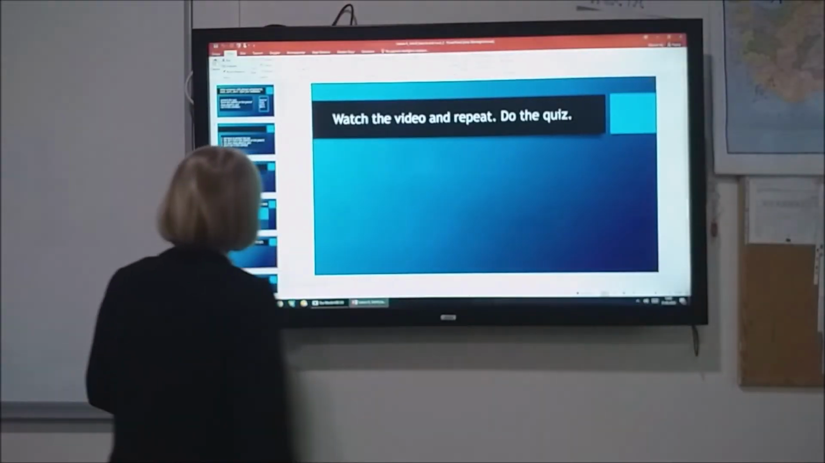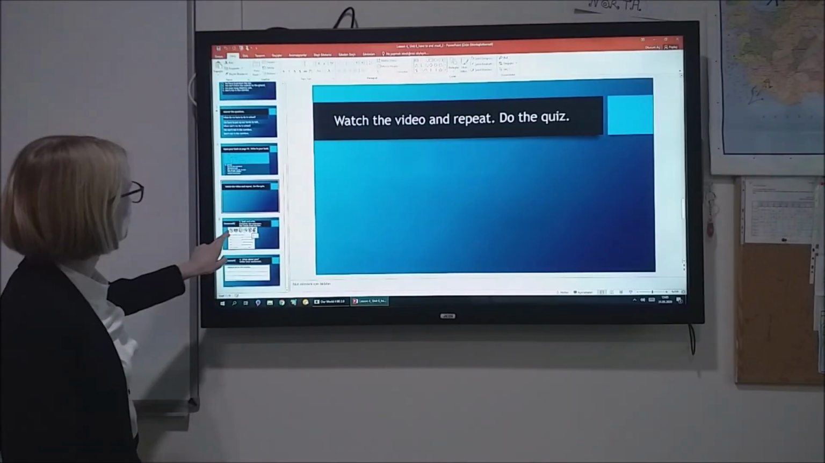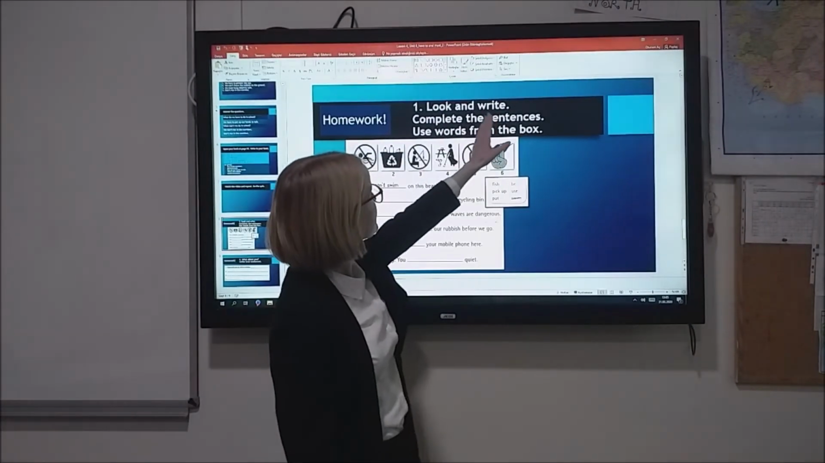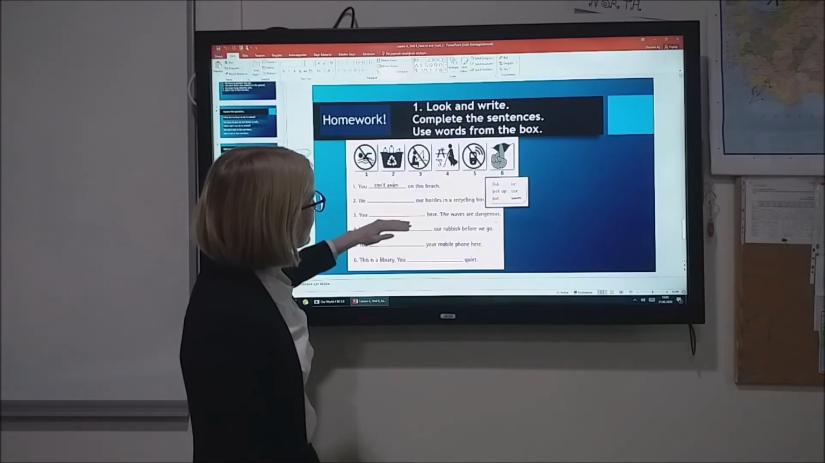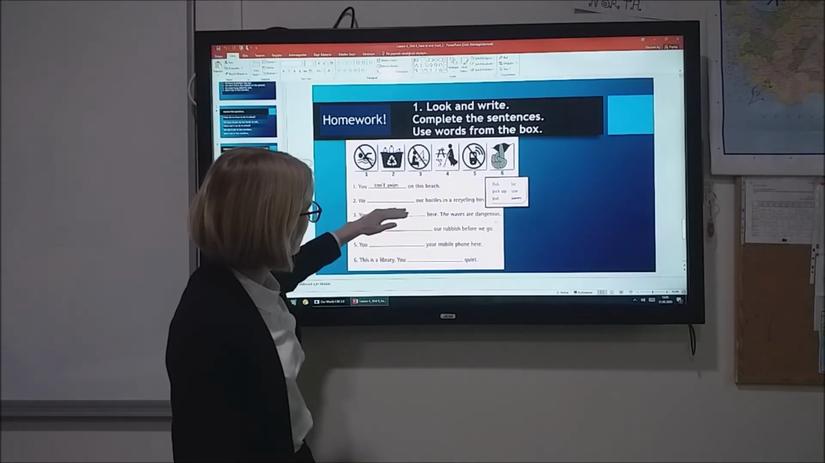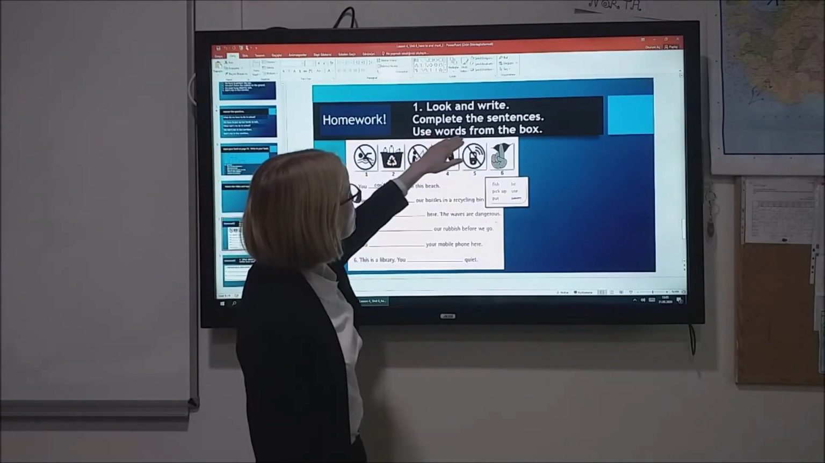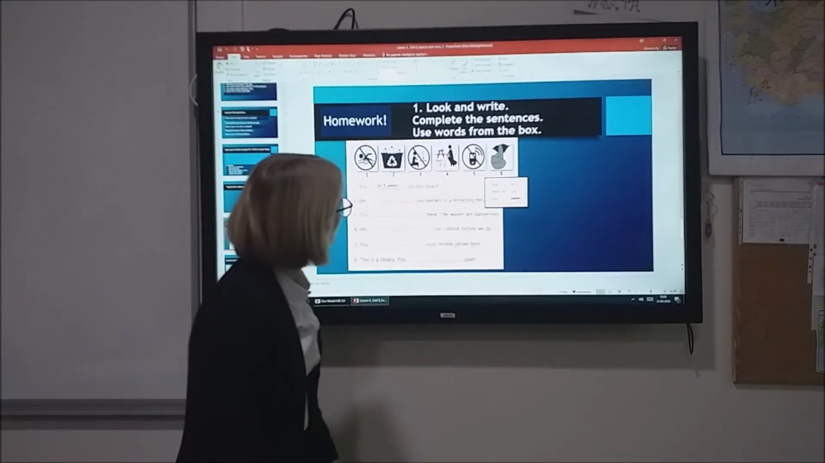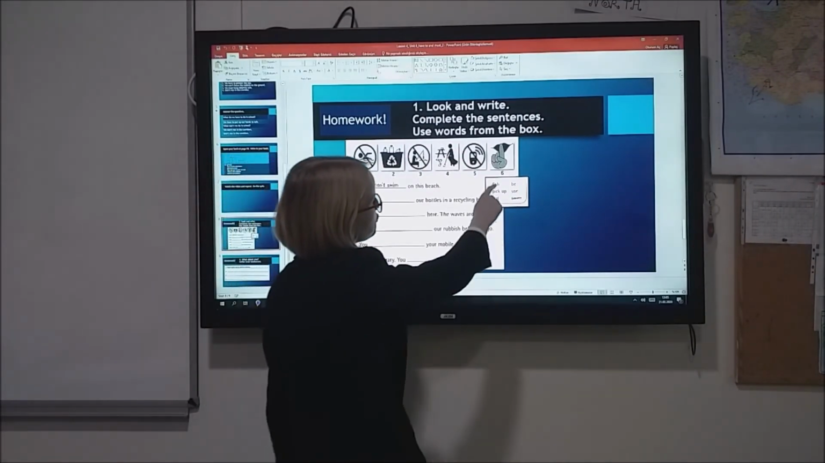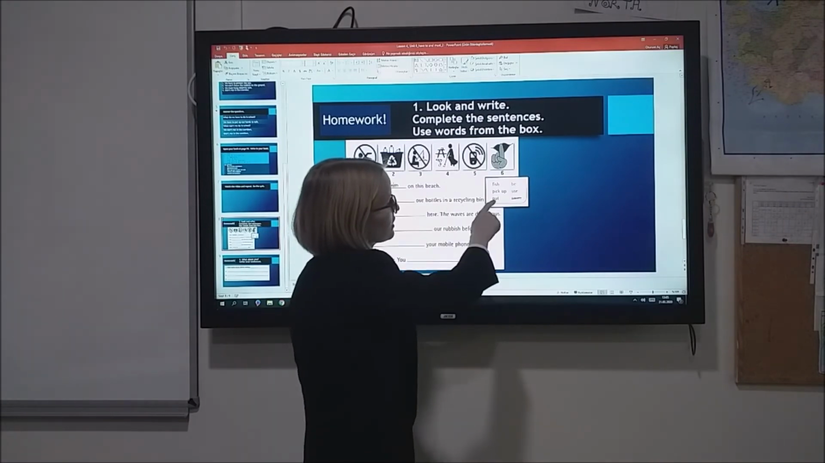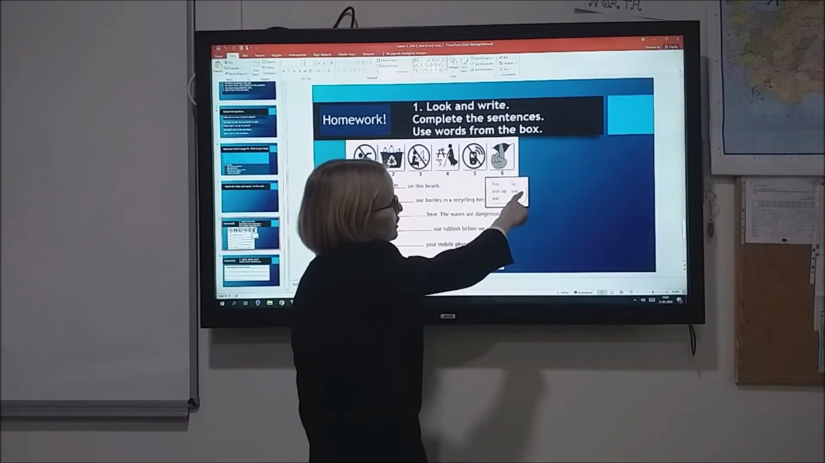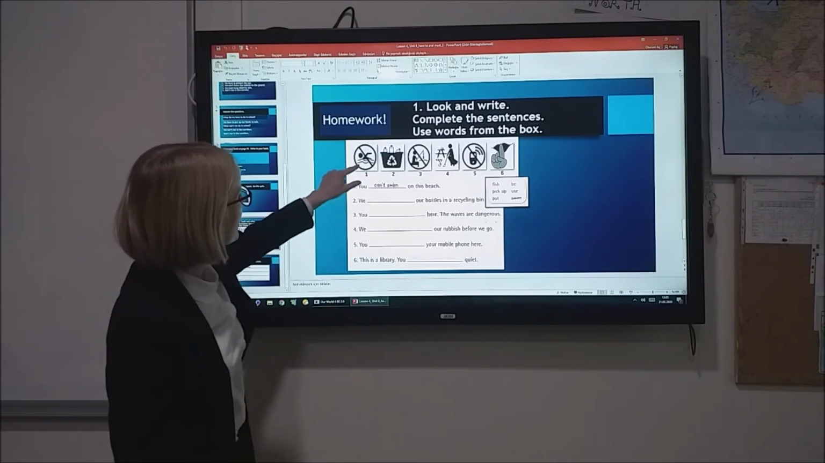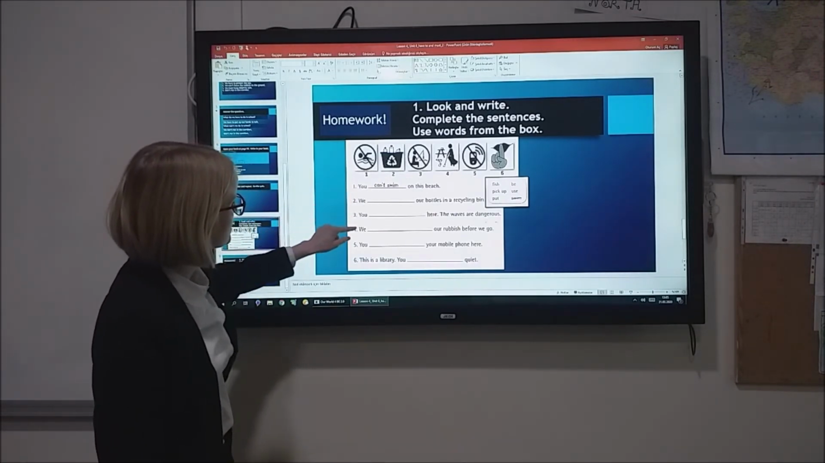Finishing this. Next, your homework. Look and write. Complete the sentences. Write the sentences. Use words from the box. What words in the box do we have? Fish, pick up, put, be, use, or swim. And here we have pictures for each sentence.